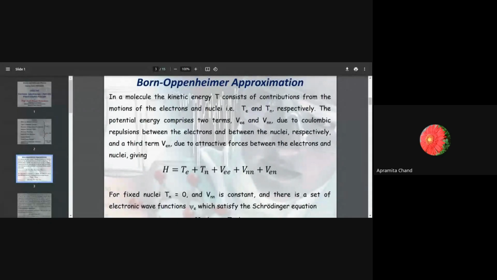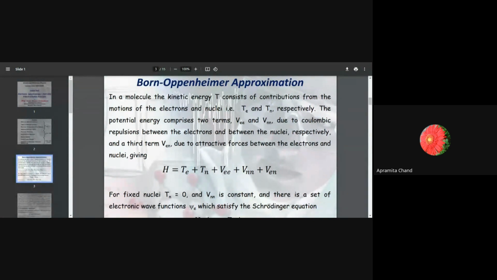So the first topic that I will be touching upon today will be the Born-Oppenheimer approximation and the Franck-Condon principle. These are all related to the fundamentals of the spectroscopies. So let us just have a look at them. We're going to talk about the Born-Oppenheimer approximation.